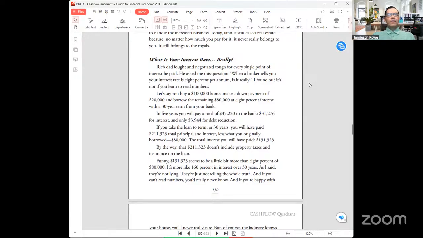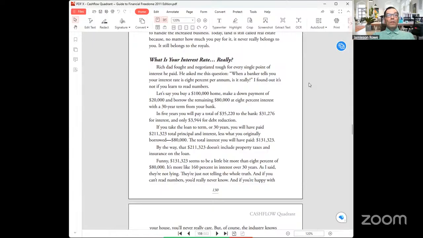If you take the loan to term for 30 years, you'll have paid $211,323 in total principal and interest, less what you originally borrowed, $80,000. The total interest you will have paid is $131,323. By the way, that $211,323 doesn't include property taxes and insurance on the loan.